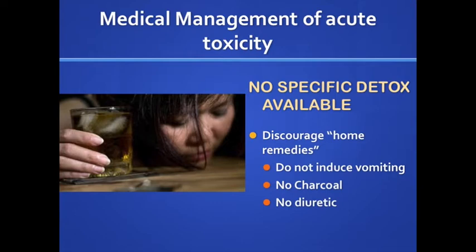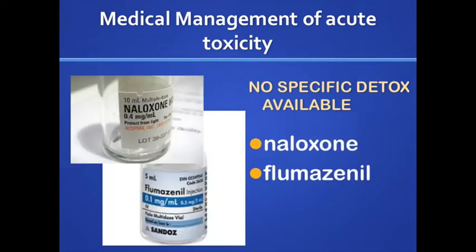Forced diuresis is not helpful because only 10% of the ethanol load is secreted in the urine, and 90% of the ethanol metabolism occurs in the liver. GABA receptor antagonists such as naloxone and flumazenil have little effect on the CNS or respiratory depression caused by ethanol. Their use is not recommended.